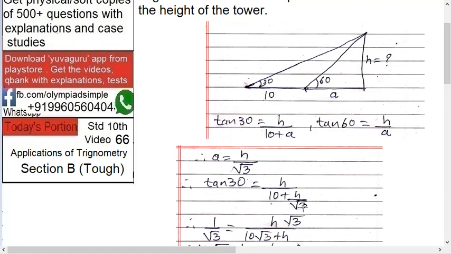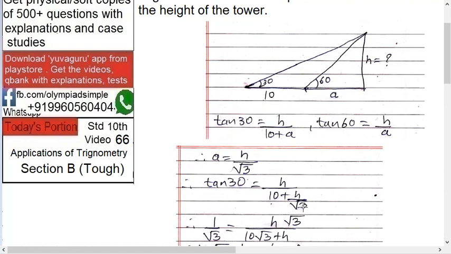Next, a person observed the angle of elevation of the top of a tower as 30 degrees. He walked 10 meters towards the foot of the tower along the ground level and found the angle of elevation of the top of the tower as 60 degrees. Find the height of the tower. See here, what is given? He is standing here looking at the top of the tower, that is 30 degrees. Now he walks 10 meters, then looks at the top, it is 60 degrees.